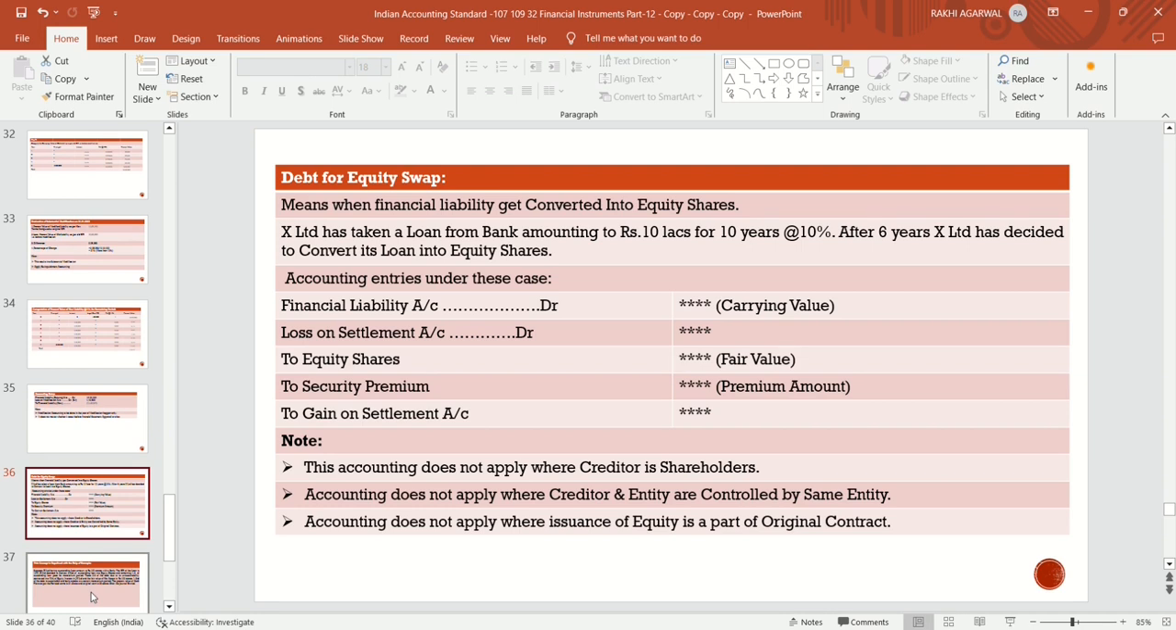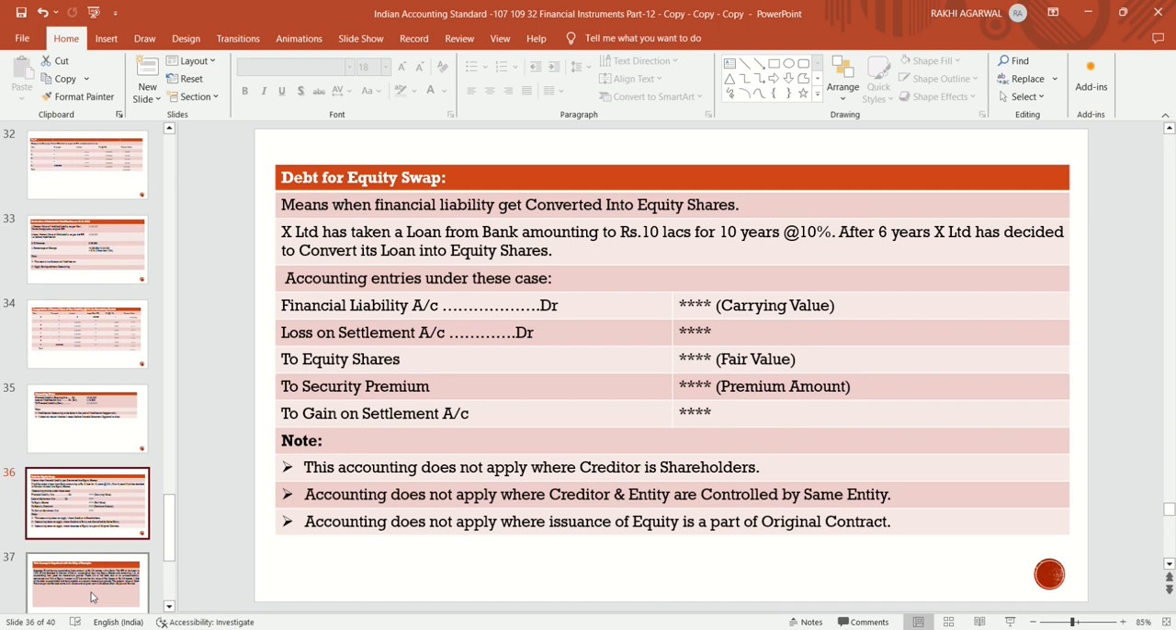Accounting entry under these cases: financial liability account debit, accounted for at carrying value. Loss on settlement account debit, to equity share, to security premium, and to gain on settlement, if any gain on settlement is there.